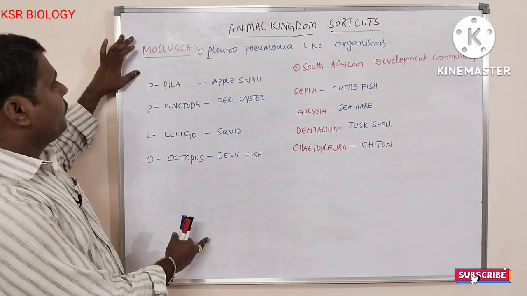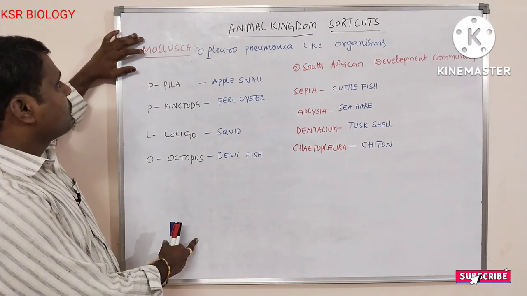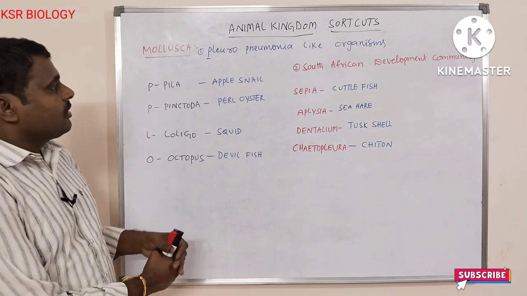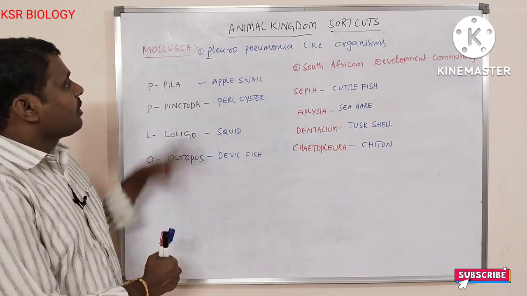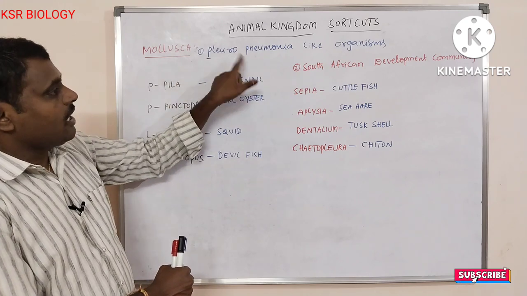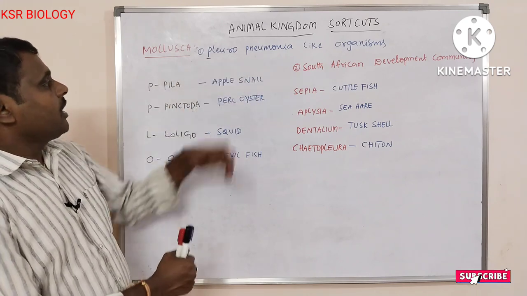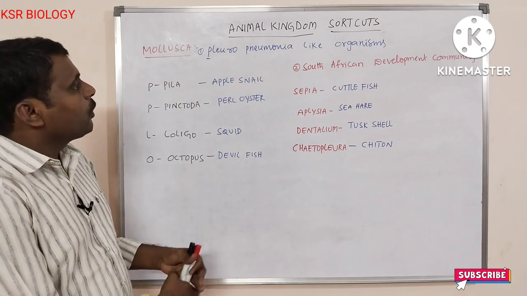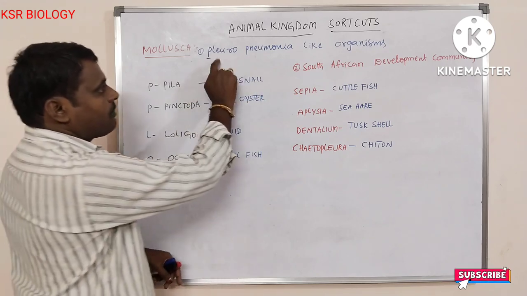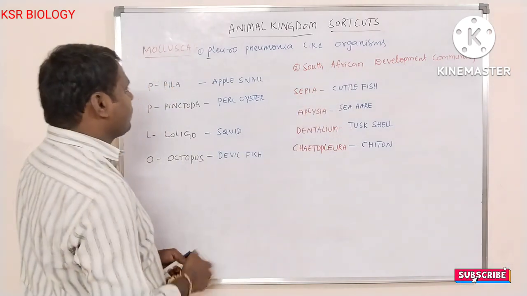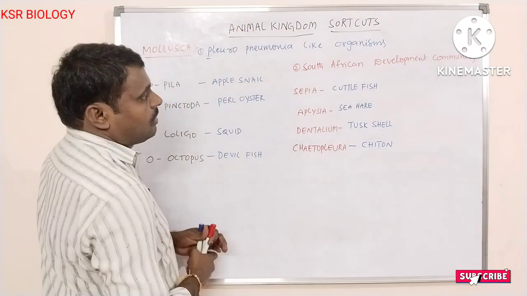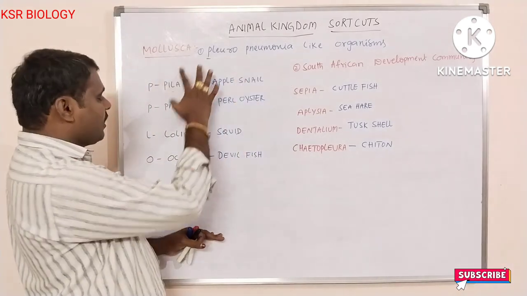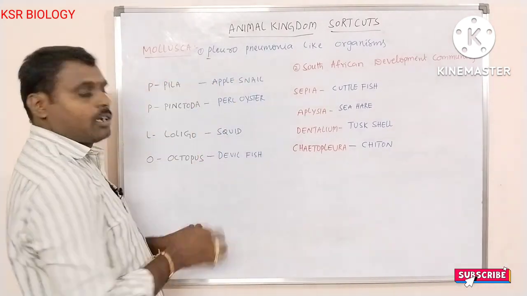The next phylum is the second largest phylum in the animal kingdom, that is Mollusca. The examples of Mollusca we can remember with the help of two statements. Already we know another name of Mycoplasma is PPLO, pleuropneumonia like organism. And the second one is South African Development Community.